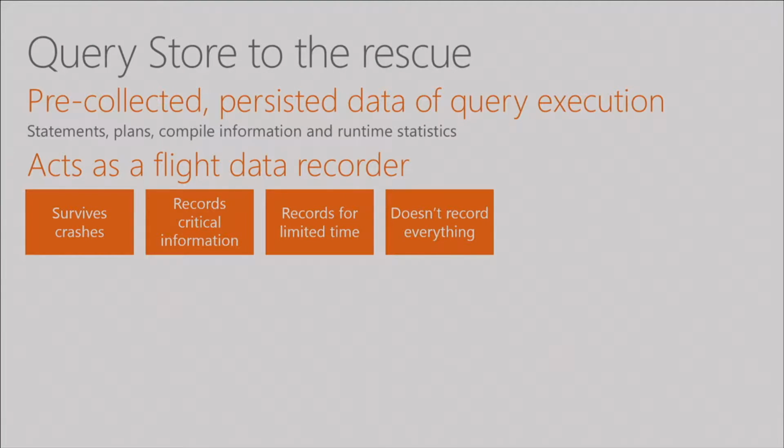Query Store actually acts and behaves as a flight data recorder, which means it has a couple of interesting properties. It does survive all crashes, which means even if your entire server is down, when you restart the server, Query Store data will be there. That's extremely important. It chooses and records really critical information, which means it doesn't record everything, but it records information that is really relevant for you. And it does that in a very smart way.